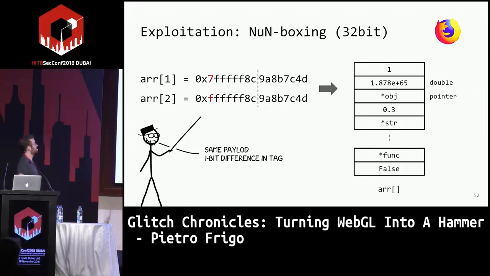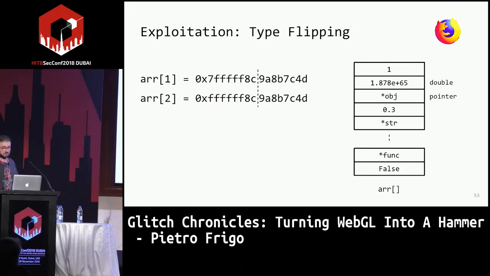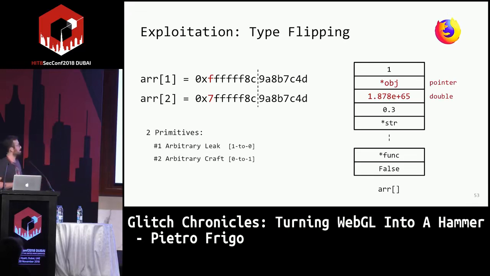So what we can do, and this is our actual primitive on the browser, is type flipping. By triggering a 1 to 0 bit flip on a pointer, you can convert it into a double number, which means you can leak any pointer you want in the browser. And the other way around, with a 0 to 1 bit flip, you can convert any double into a pointer, so you can create references to any object you want. So this gives us two primitives: an arbitrary leak with a 1 to 0 bit flip, and an arbitrary craft with a 0 to 1 bit flip.